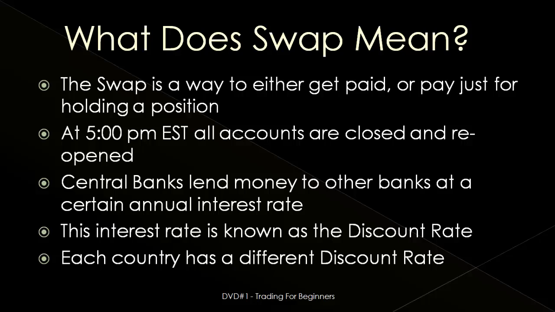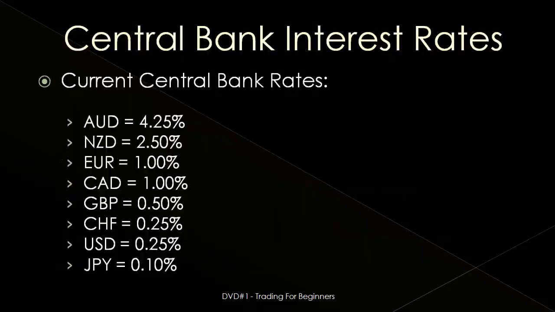Let's take a look at some of the current central bank interest rates. So let's just start with the first example. What you can see here is that the Australian dollar, the AUD, has a central bank interest rate of 4.25%. What this means is that the Australian Central Bank lends money to its other smaller banks at an interest rate of 4.25%. Just looking further down the list, if you look at the US dollar or the USD, you'll notice that the central bank offers its smaller banks a 0.25% interest rate.